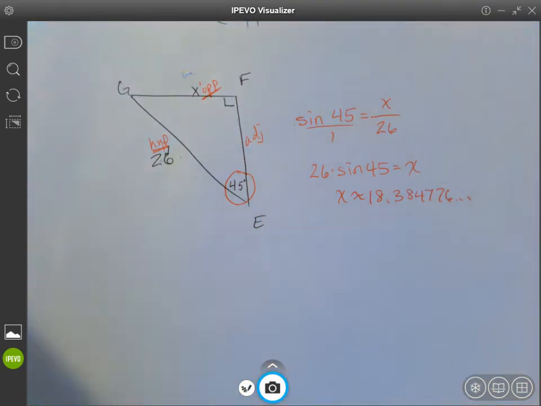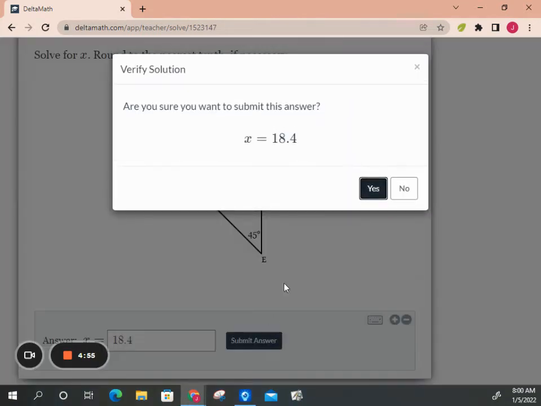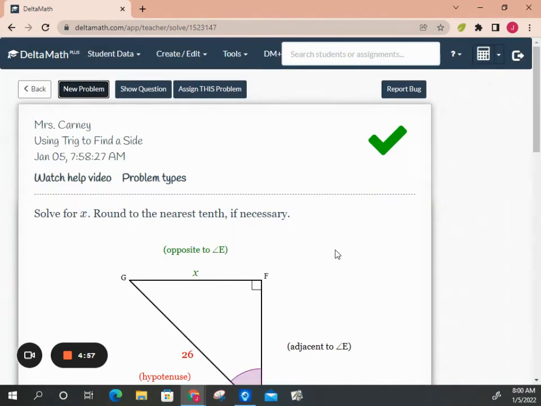Now, I'm writing that down because I want to see what it asked for. So let me go back. It says round to the nearest tenth if necessary. So let me toss my answer in there. It would be 18.4 units. And let's check it. And we got it right.